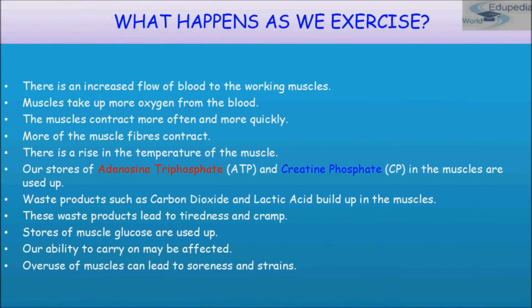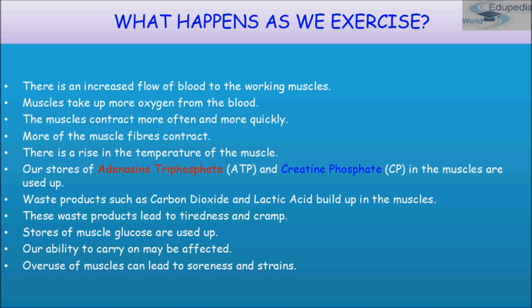Okay, now what happens as we exercise? While exercising, there is an increased flow of blood to the working muscles. Muscles take up more oxygen from the blood, and the muscles contract more often and more quickly. More of the muscle fibers contract, and there is a rise in the temperature of the muscle, and thus your body temperature also rises.